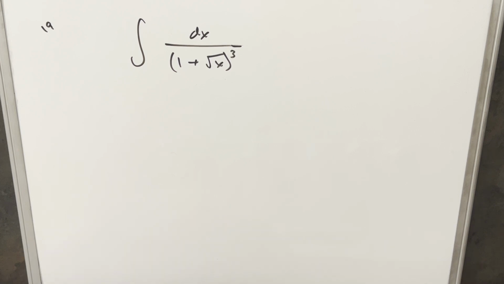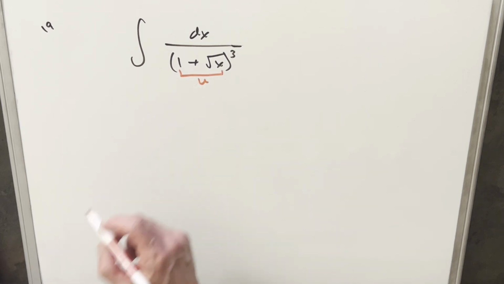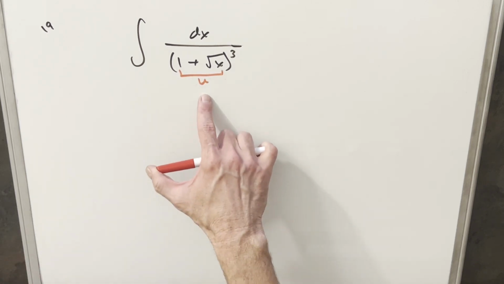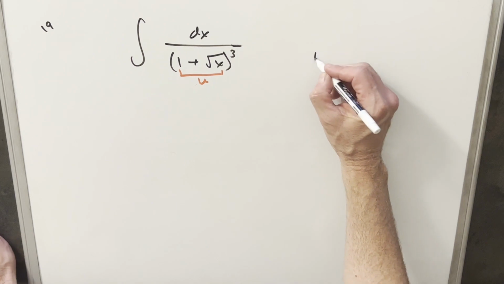Okay, I think there's probably a few different ways to go, but I'm definitely thinking about a u substitution. I want to make my u this whole 1 plus square root of x. This way, I don't have to worry about cubing it out and getting 4 terms in the denominator. So let's go ahead and do this.